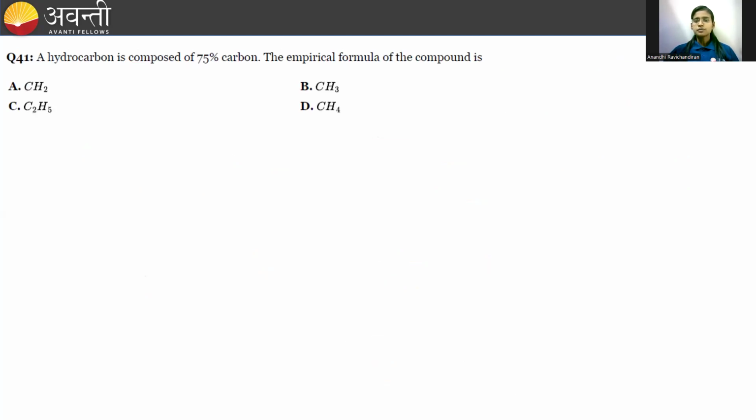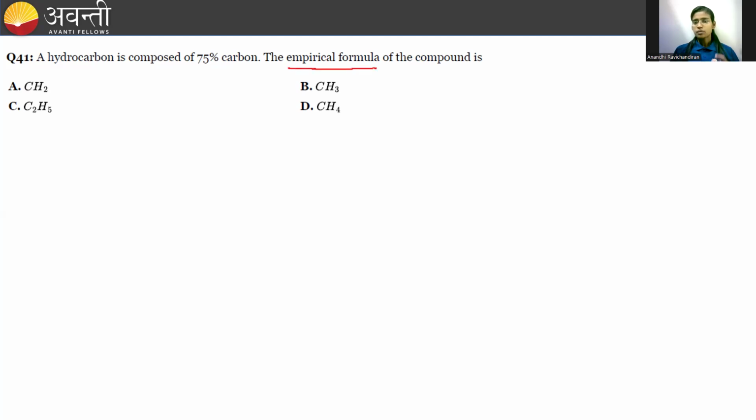A hydrocarbon is composed of 75% carbon. The empirical formula of the compound is. So basically this question is to find out the empirical formula of a compound.